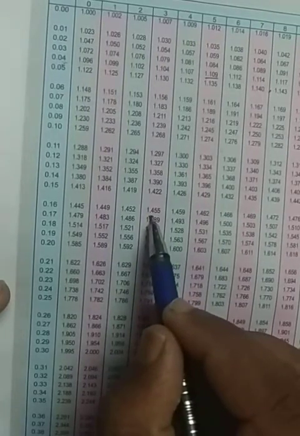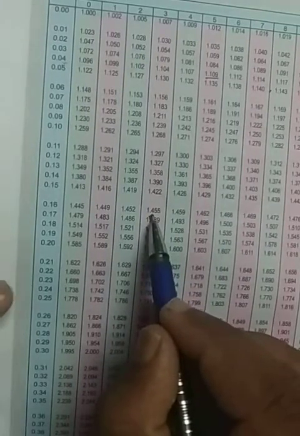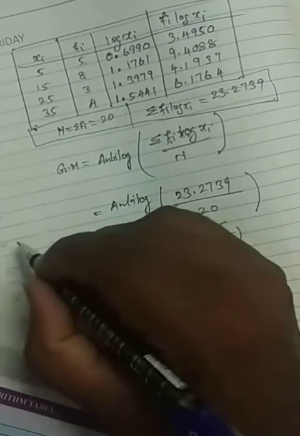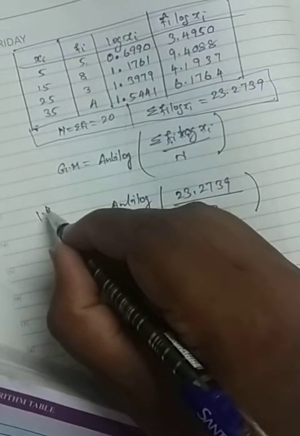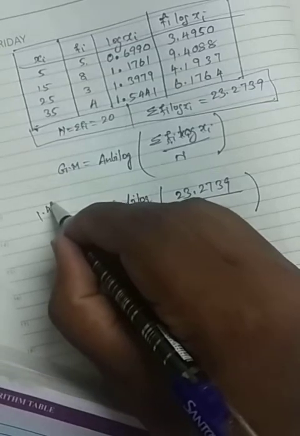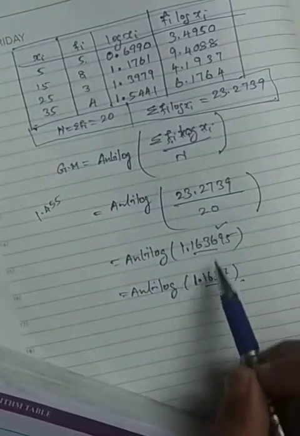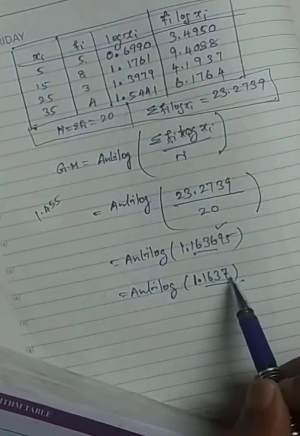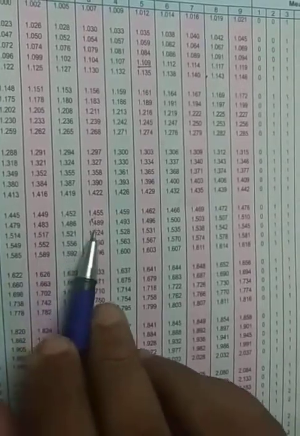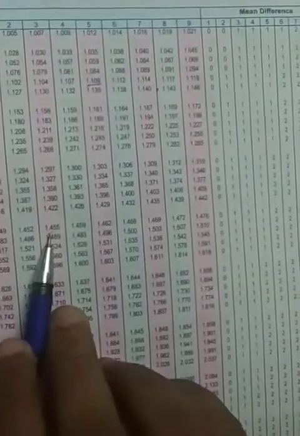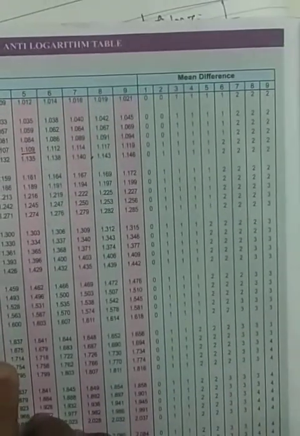For 16.3, 1.455 is coming. So I will write it here somewhere. For around 1.4, 16.3 gives 1.455, that I have written. Then the mean difference is 7. So again I go to 16. Here 16 is there, so I have taken the 5 value. I need the mean difference 7.